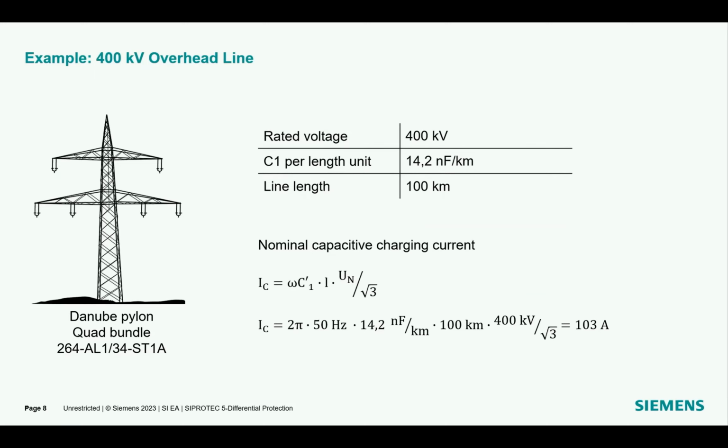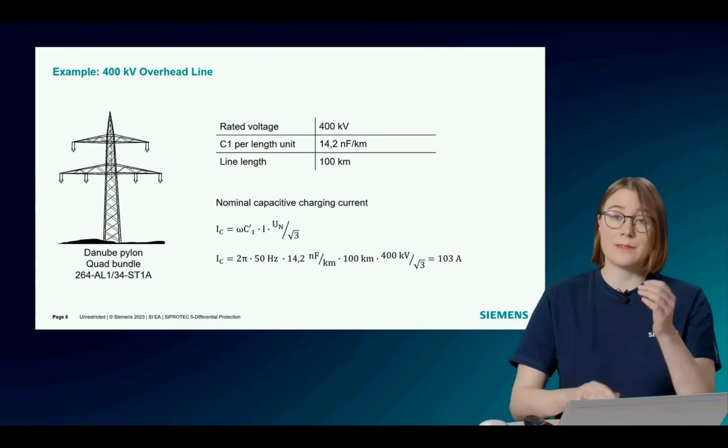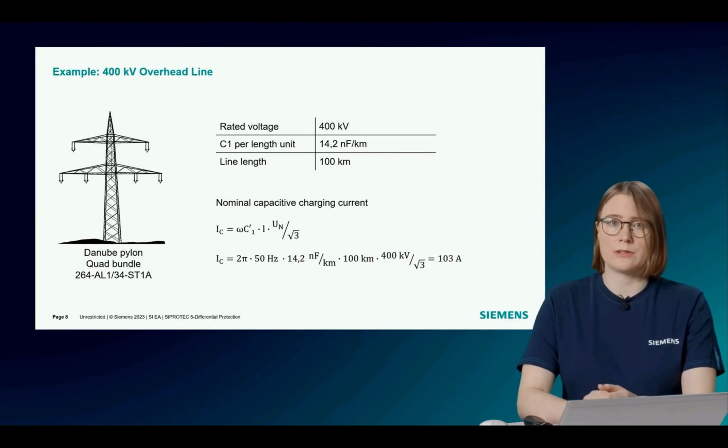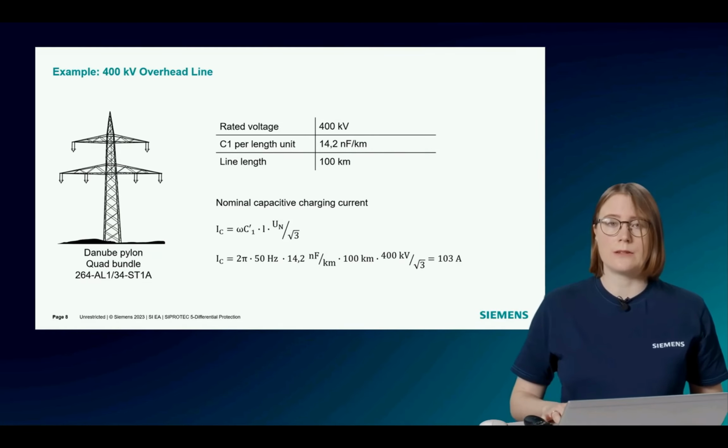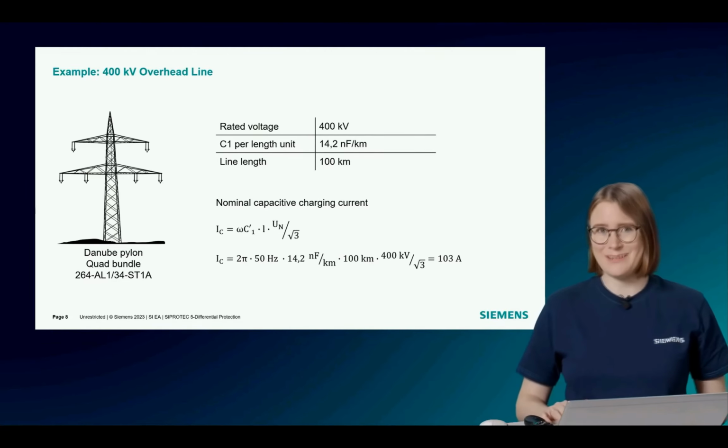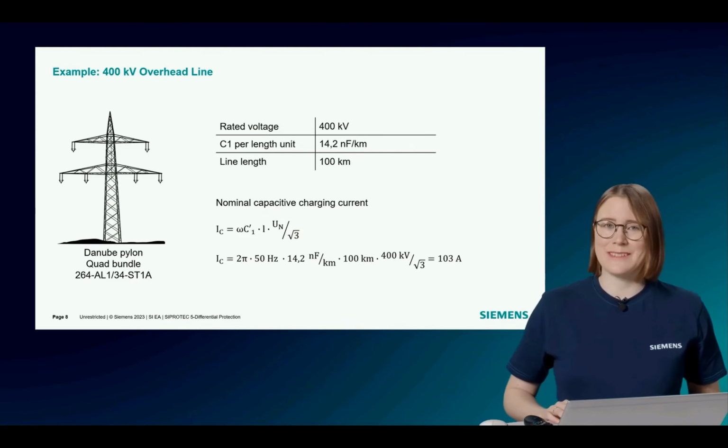Based on the data from the slide before, we can calculate the nominal capacitive charging current of the line. This nominal capacitive charging current is the angular frequency multiplied with the line capacitance, the line length, and the phase to ground voltage. In our example, the result is 103 amp. This value is important for the minimum differential threshold. In our example, I will set the minimum differential threshold to a value of 2.5 times the nominal charging current. Okay, so much about the theory. Now let's come to the Dixie 5 demo.